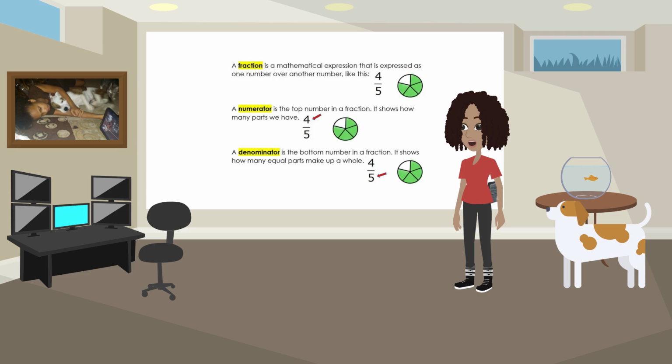A denominator is the bottom number in a fraction. It shows how many equal parts make up a whole. There are 5 equal parts of the circle, so the denominator is 5.